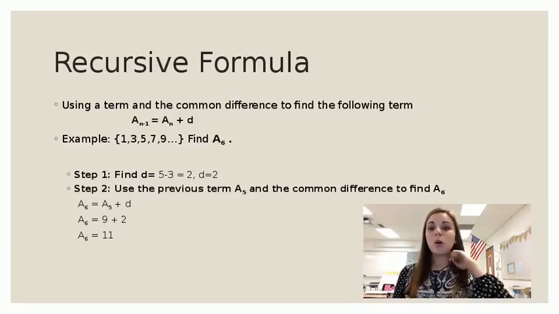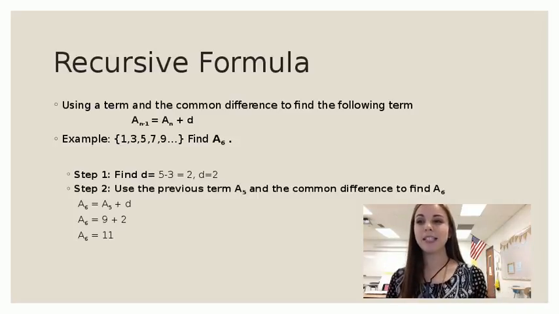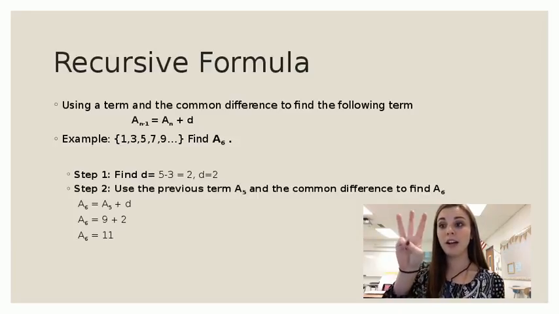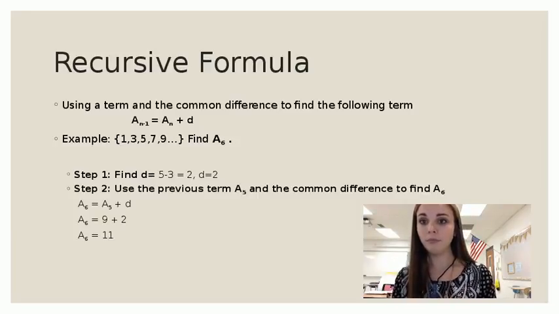So our example is 1, 3, 5, 7, 9. It asks us to find a sub 6. So take a second and make sure you realize why we don't already know a sub 6. If you count there, 1, 3, 5, 7, 9, we only have the first 5 terms. So a sub 6 would be the term that comes directly after 9.